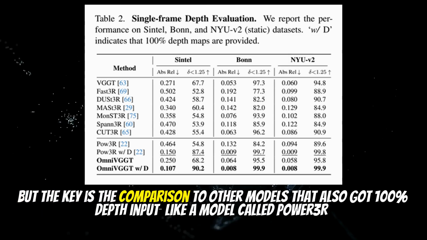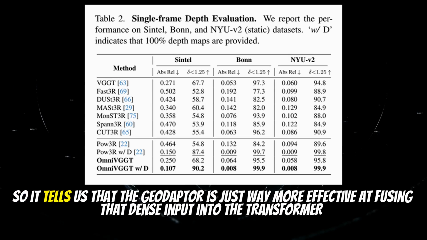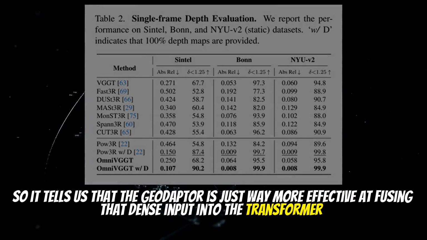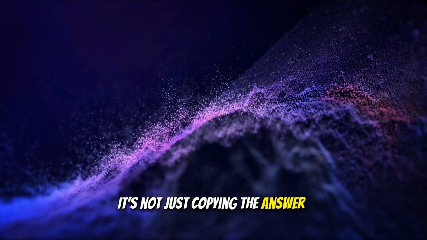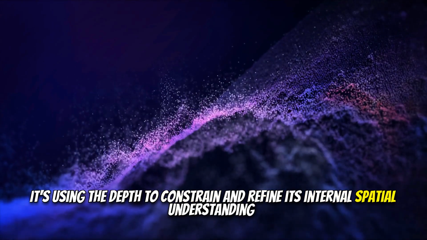But the key is the comparison to other models that also got 100% depth input, like a model called POW3R. OmniVGGT blew them away. I see. So it tells us that the Geo-Adapter is just way more effective at fusing that dense input into the transformer. It's not just copying the answer, it's using the depth to constrain and refine its internal spatial understanding.